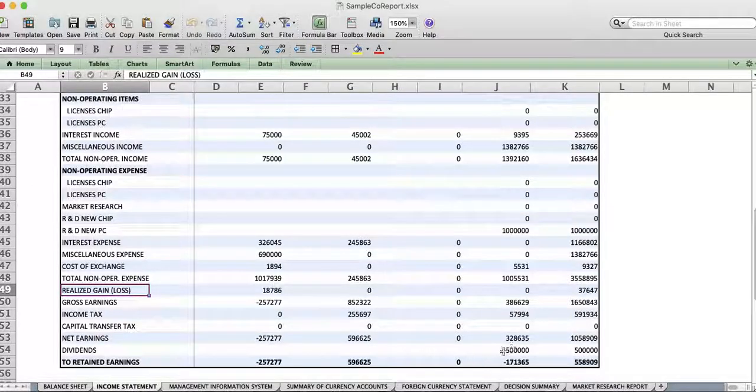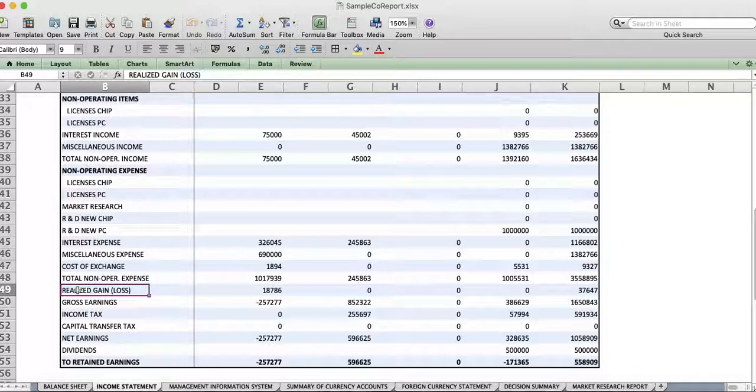In this tutorial, we are going to look at the bottom line of the income statement. It starts with realized gains and losses. This has to do with currency transaction.